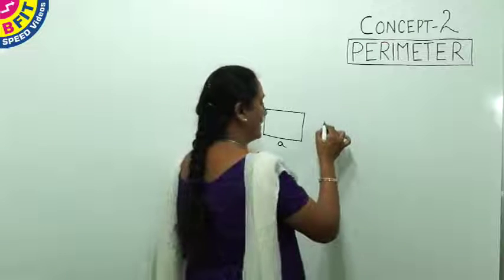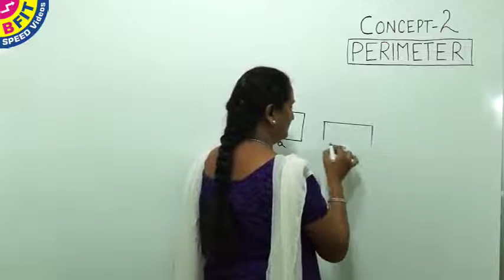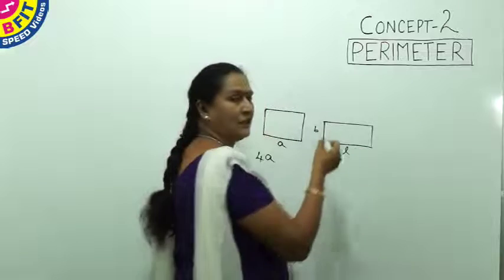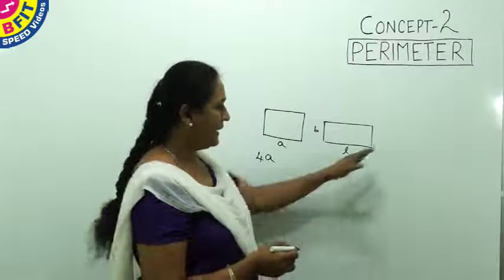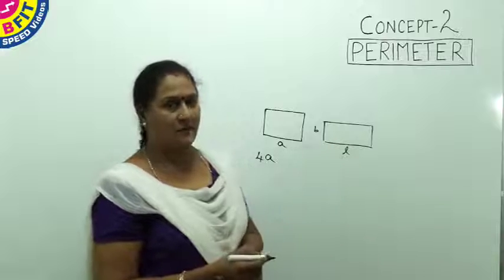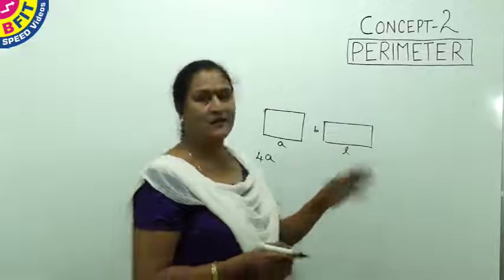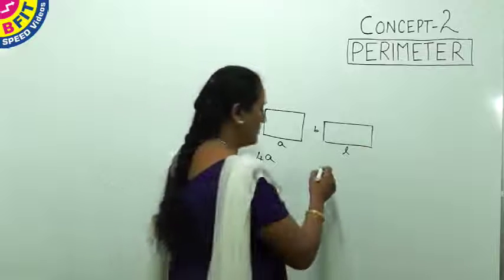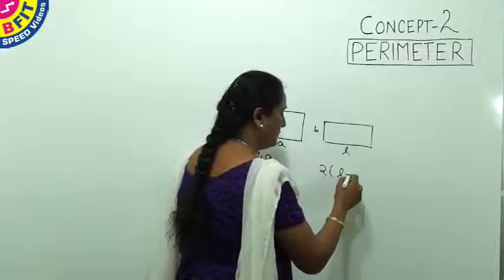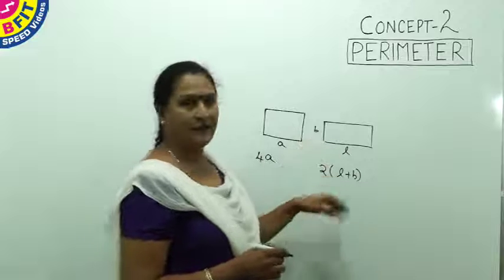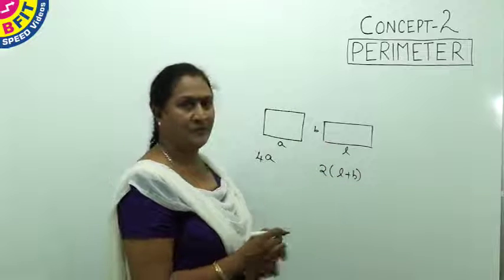Suppose it is a rectangle. Now what is the perimeter of this rectangle, where length and breadth are given? Adding all the sides, we get the perimeter, or here twice the length and twice the breadth are added. So perimeter of a rectangle is 2 into (L plus B). Add the length and breadth and double it, it is the perimeter.